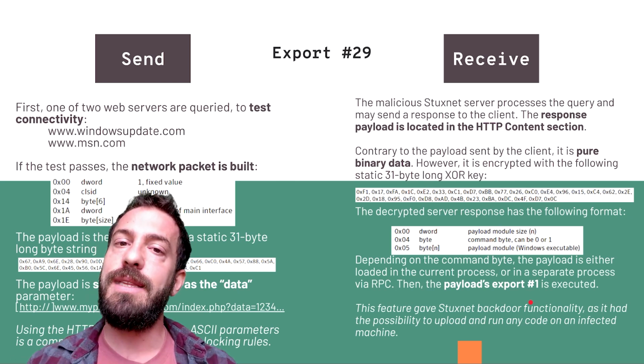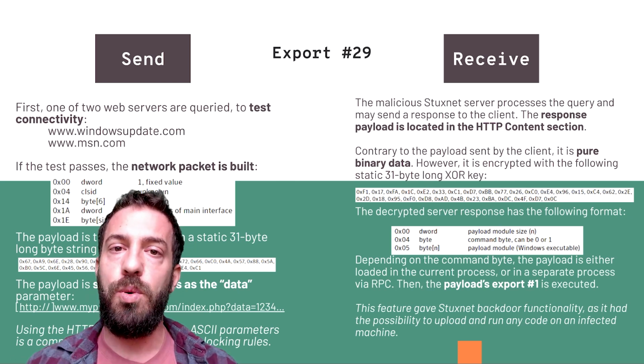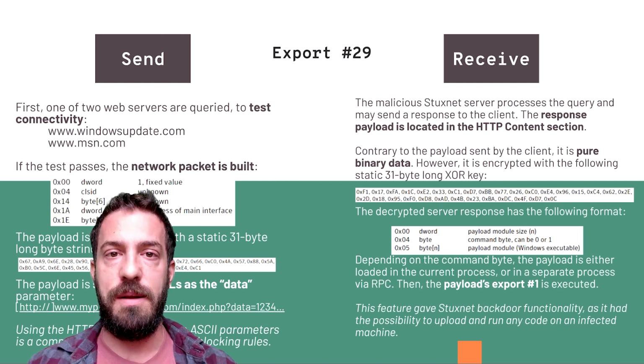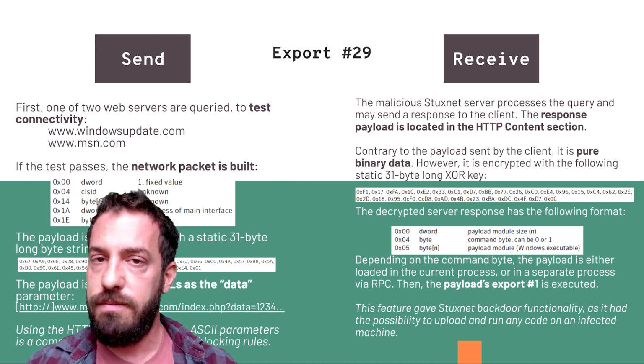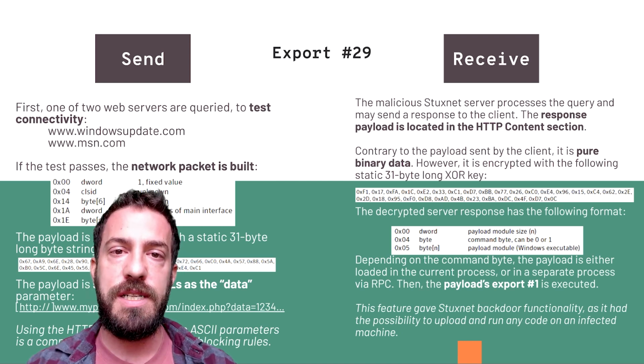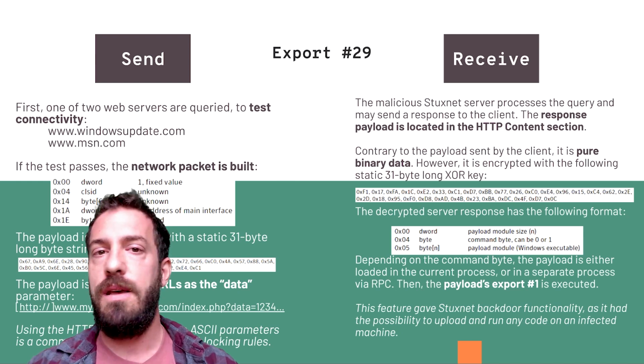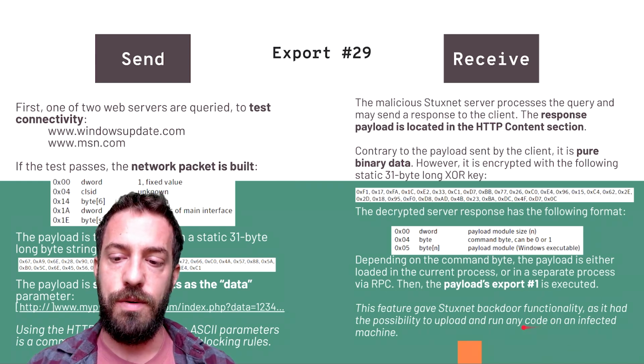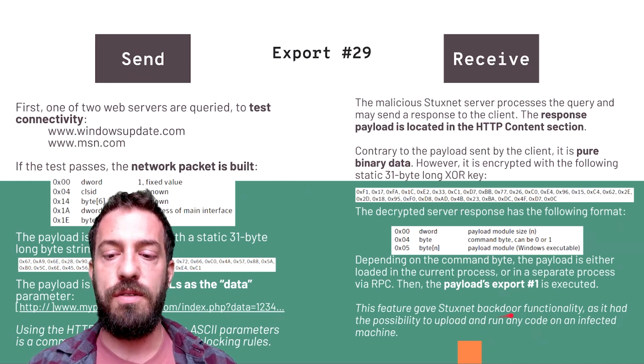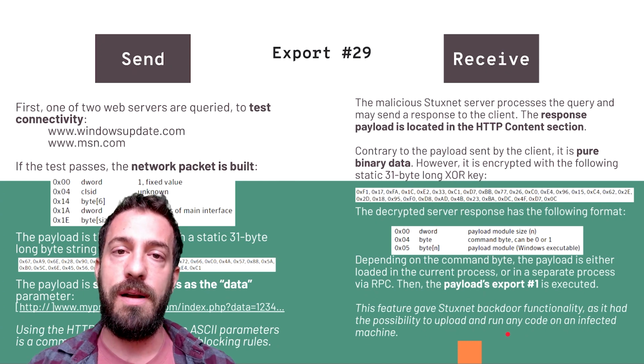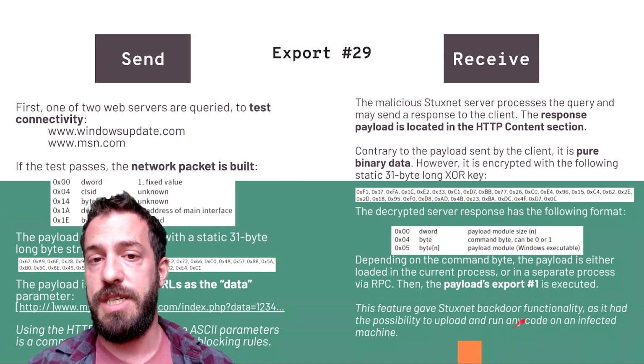So that gives the attacker the ability to execute any code on the infected machine. And that code can be used for anything. It can be used for further reconnaissance, for updating Stuxnet, or anything the attacker would like to do. So that's full backdoor functionality with the ability to upload and run any code on an infected machine.